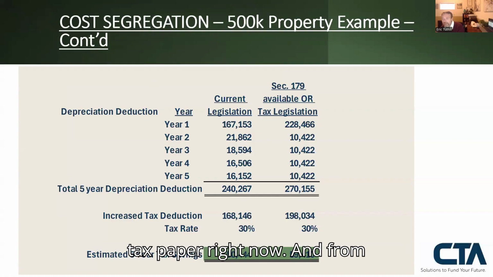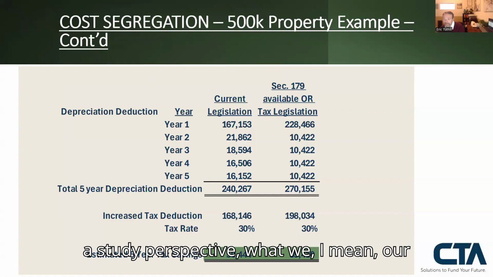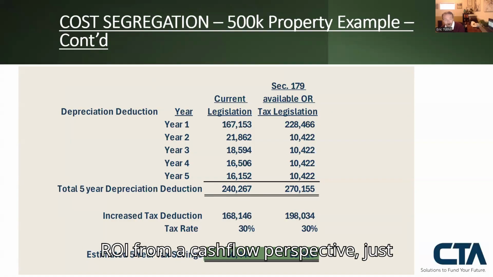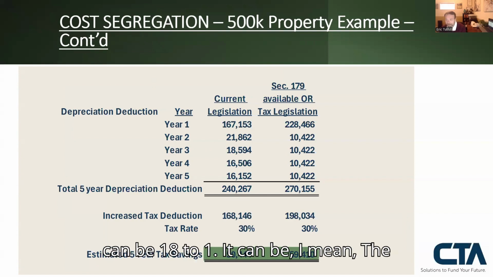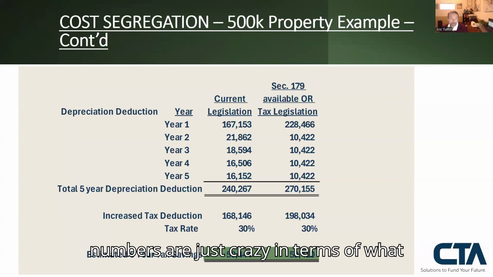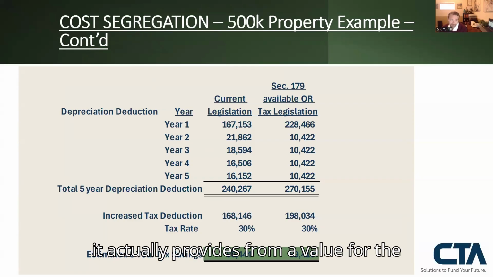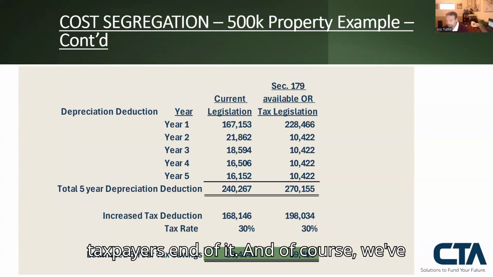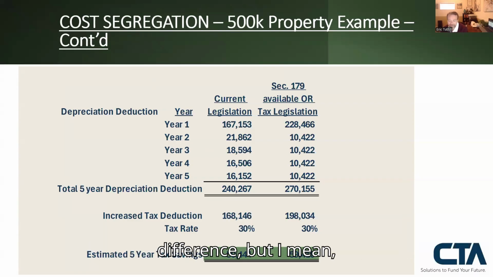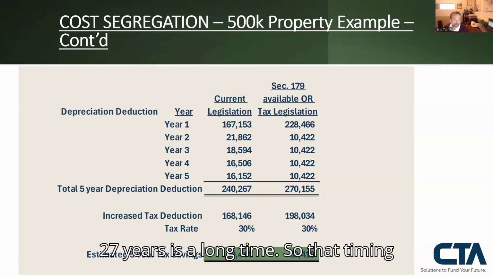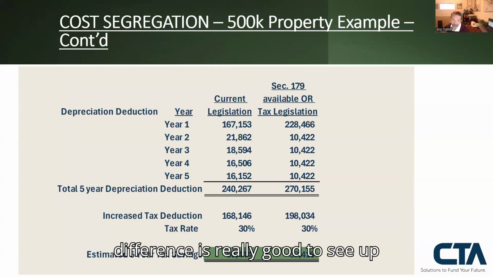And from a study perspective, our ROI from a cash flow perspective, just utilizing a specific study, can be 18 to 1. The numbers are just crazy in terms of the value it provides for the taxpayer. And of course, we've got time value of money and a whole bunch of other things. I know it's a timing difference, but 27 years is a long time, so that timing difference is really good to see up front.